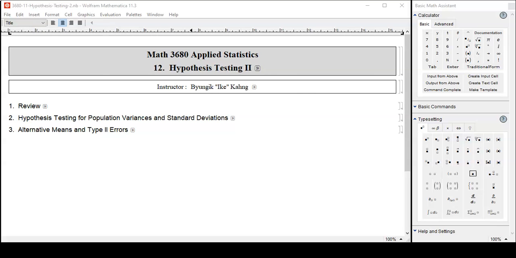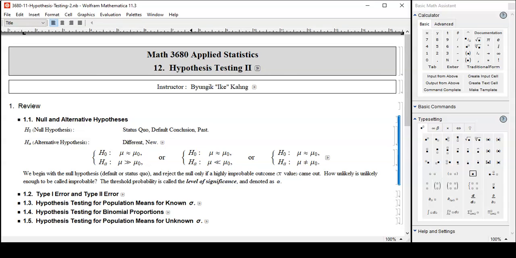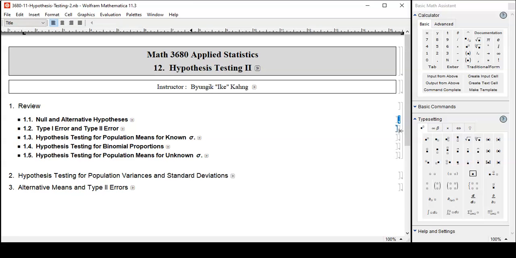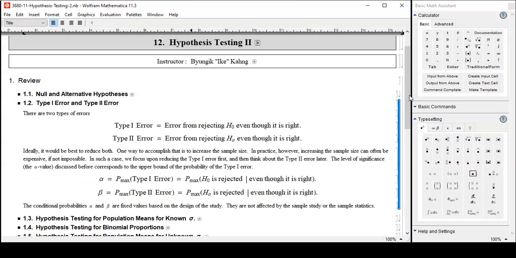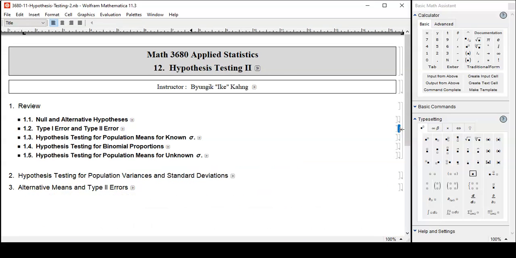Hello students, welcome back. Let us continue discussing hypothesis testing, continued from lesson 11. In lesson 11, we studied null and alternative hypothesis, basically the structure of hypothesis testing, and type 1 error versus type 2 error, and then 3 types of hypothesis testing.